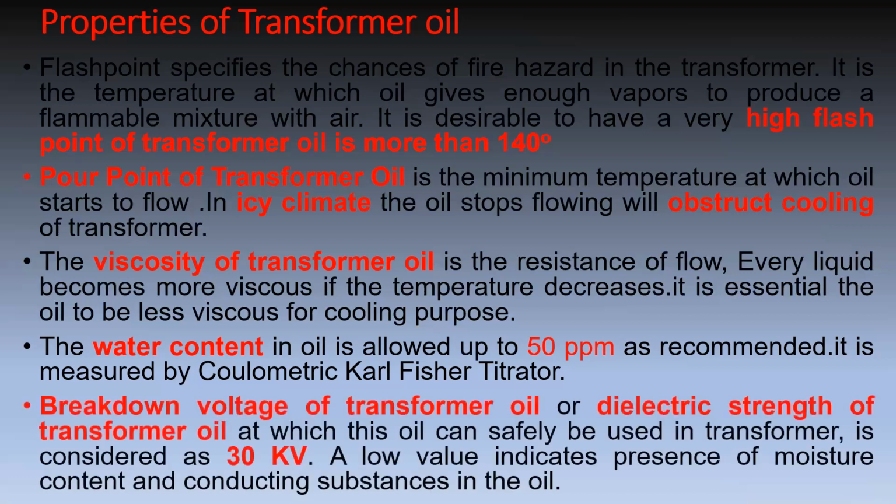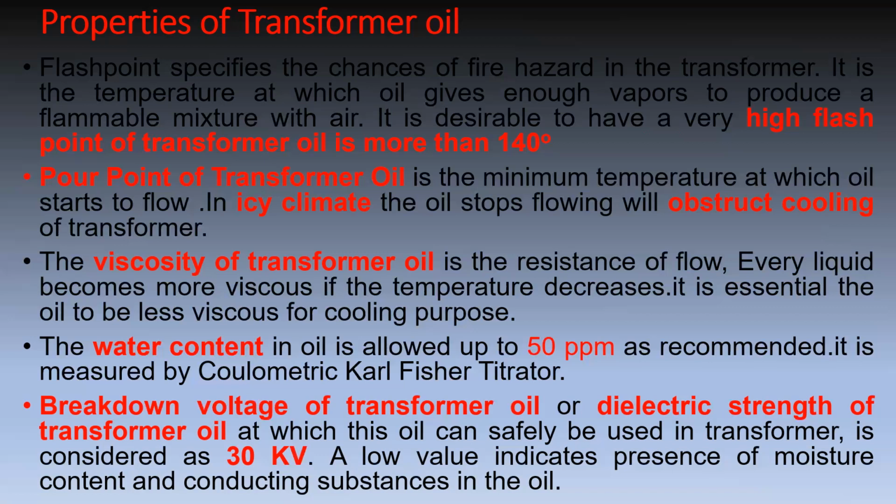The next property is the breakdown voltage of the transformer oil, or we can say its dielectric strength. It is considered that the oil can be safely used in a transformer at 30 kV. Actually, how they do it is they keep two electrodes in the oil and start giving high voltage to the electrodes. At one stage, arcing may come from the electrodes. That voltage is 30 kV. Beyond that voltage, it is called the breakdown voltage. A low value indicates the presence of moisture content.